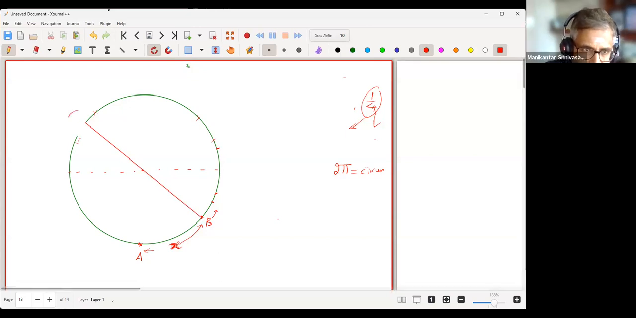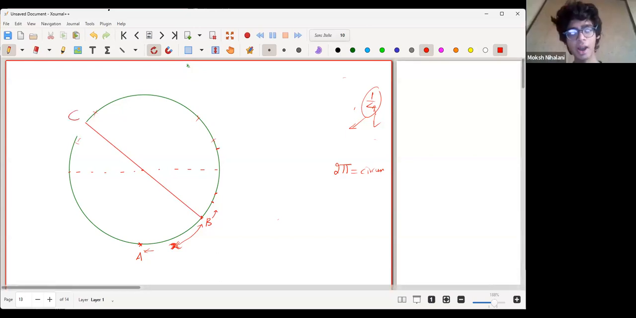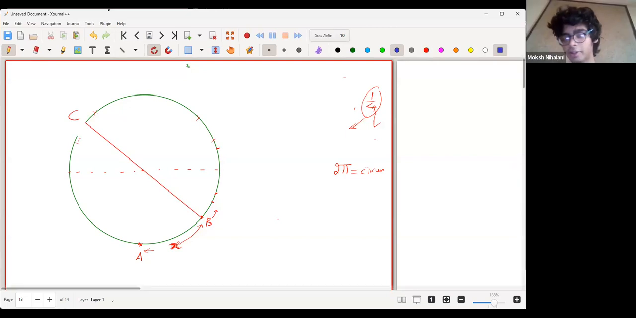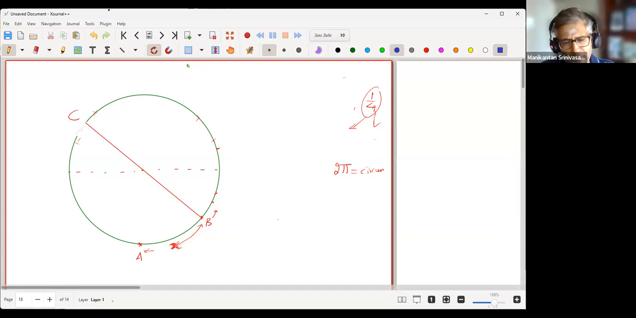Okay, now what are you saying? Should I draw from A also to the other opposite? Yeah, sure, if you want. Do you need it? You tell me. Not particularly. Okay, then I won't draw it. Okay, so C is here. Now, arc length AC has to be pi minus x. Right? AC is pi based on what you have drawn. Arc length is pi minus x.